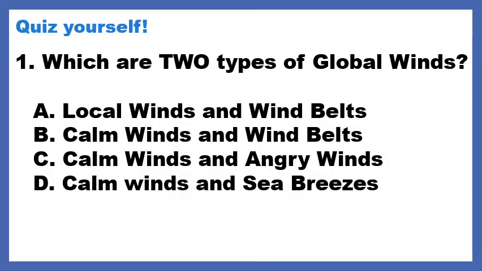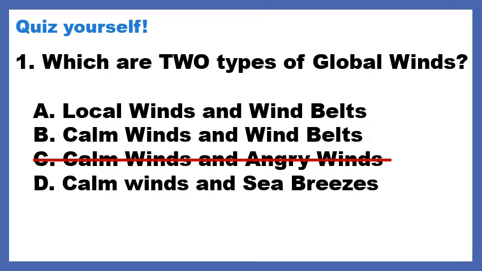All right, let's start off with a little quiz. What are two types of global winds? A, local winds and wind belts. B, calm winds and wind belts. C, calm winds and angry winds. Or D, calm winds and sea breezes. 5, 4, 3, 2, 1.